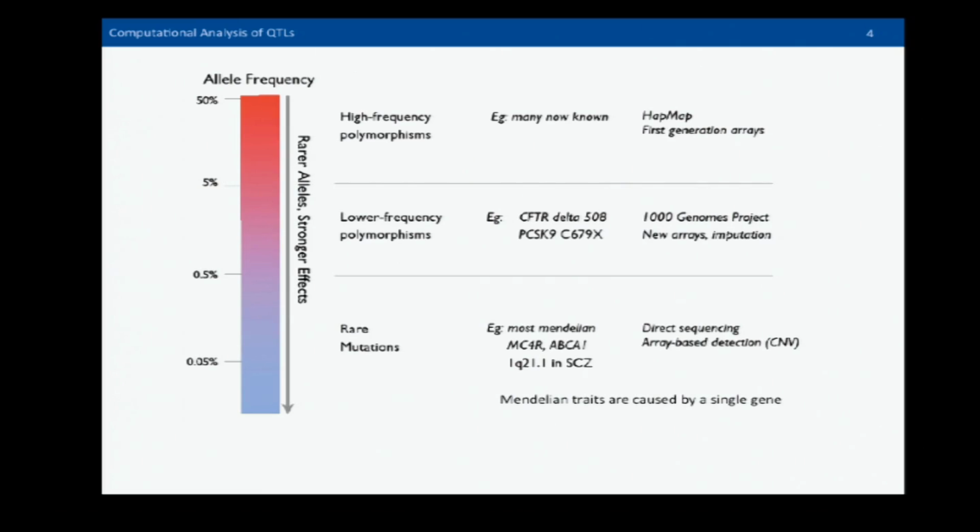And therefore, they're relatively easy to map, and they also tend to be in low frequency in the population because they're selected against, especially the more severe Mendelian disorders. And therefore, they correspond to very rare mutations in the population.